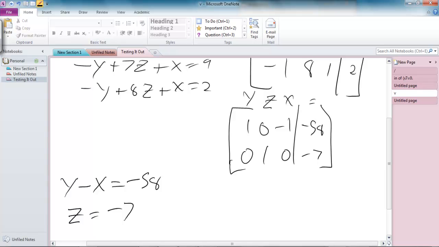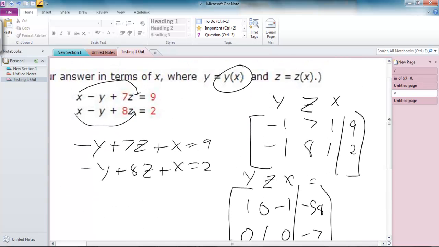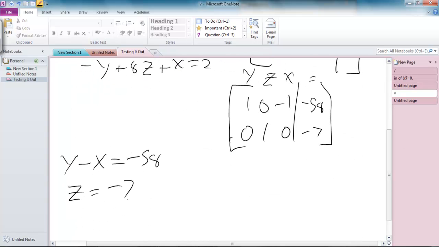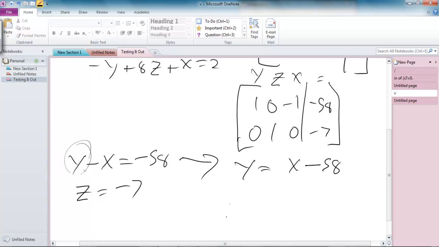So if our problem wants everything in terms of x, notice they want z in terms of x as well, but we don't have to worry about it because z is just a number. So it's just negative 7. So our answer here, we need to take all our other variables and solve them for x. So take our y, solve for x. So that will make y equals x minus 58. So therefore, our answer should be x, comma, x minus 58, comma, negative 7.